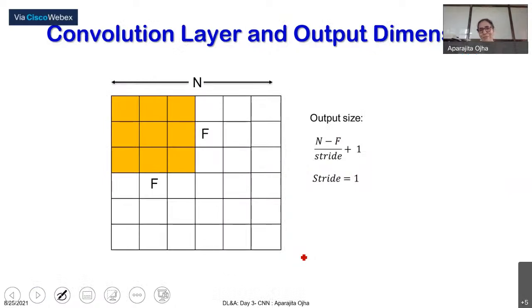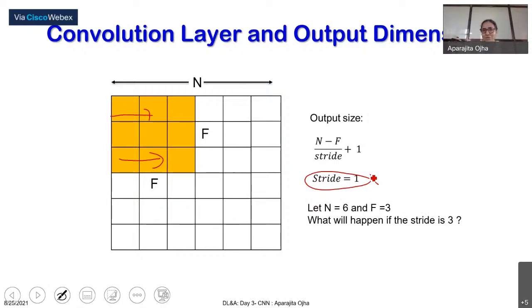Now let us see the formula. So you have n cross n as the size of the image. You have an f cross f size filter. The output size will be n minus f plus 1. That's all. N minus f plus 1. And if there is a stride more than 1, like if suppose the pixel shifting is by 2, then stride will be 2. In that case, it will be divided by the stride, because the number of times it can slide will be just half.